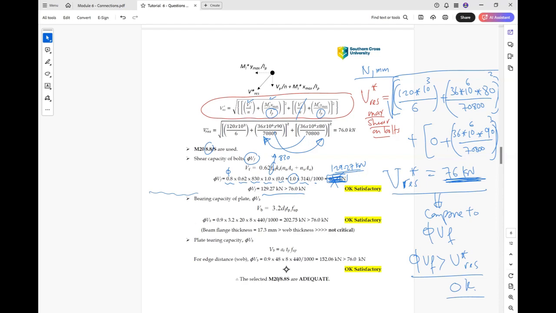So again, this is a bolt. There is no tension on this bolt, so we need to check the bearing capacity and the tearing capacity of the blade. The bearing capacity of the blade is 3.2 DFTB FUB. So 0.9, 3.2, the diameter is 20. T blade is 8 millimeters. This was given. 440 is the ultimate strength of the blade. So the capacity is 202, more than the applied force, so it is okay.